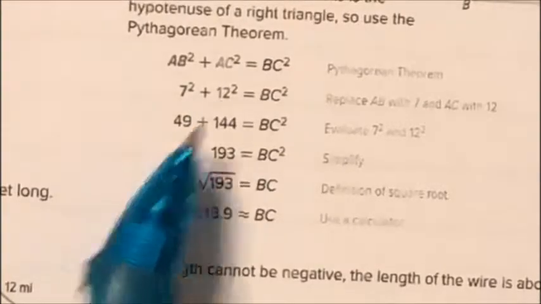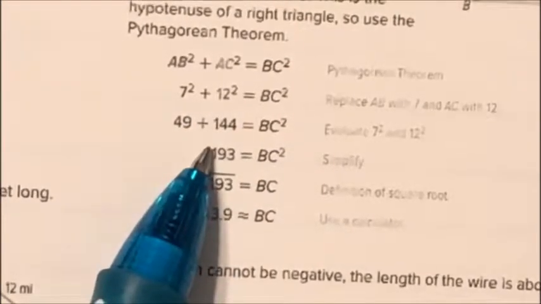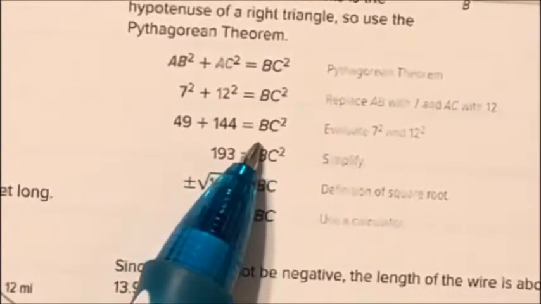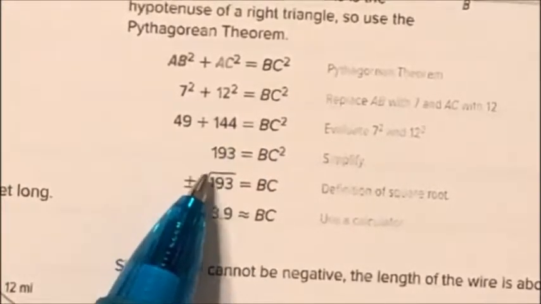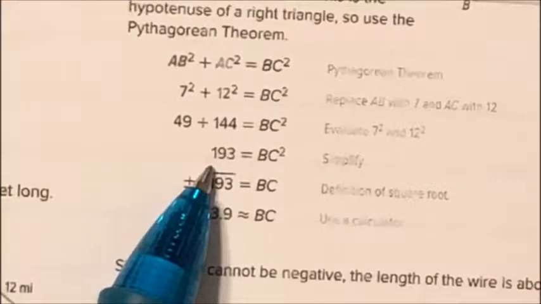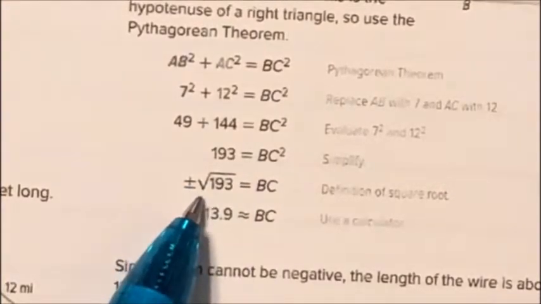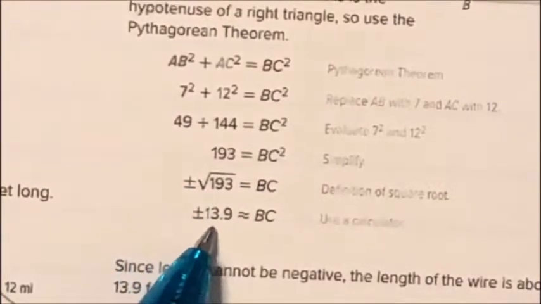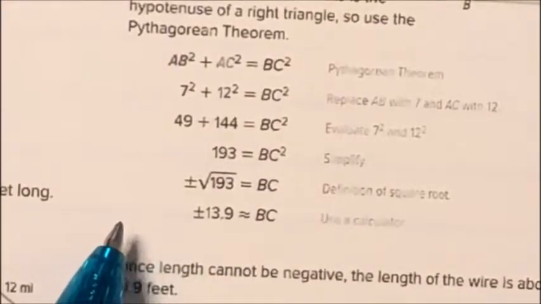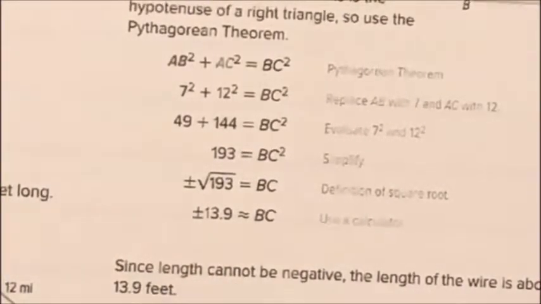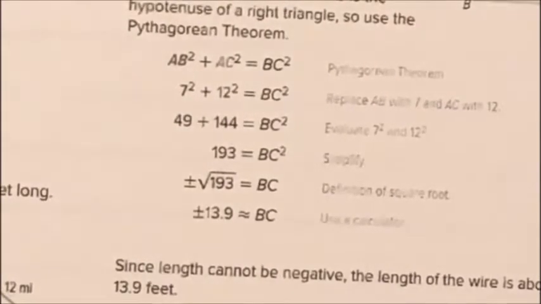7 squared is 49, 12 squared is 144, and that still equals the length of my wire squared. 49 plus 144 is 193. Then I take the square root of that, which gives me approximately 13.9. Since length cannot be negative, the length of the wire is about 13.9 feet.